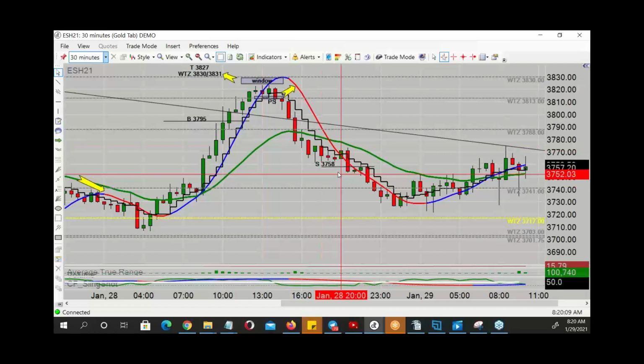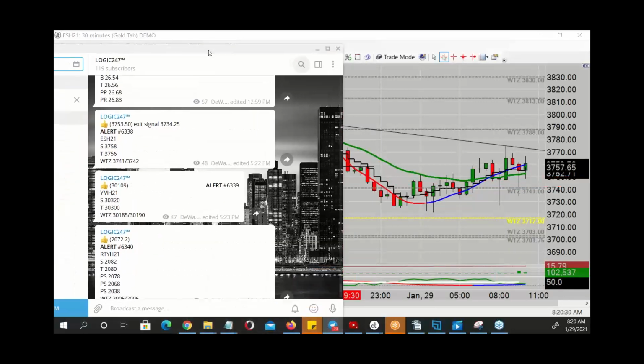Okay, back to this one. 37.58, get short. Initial target's 37.56. The final trade to target is this zone at 37.41. So from 58 to 41, that's 17 S&P points at $50 a point.